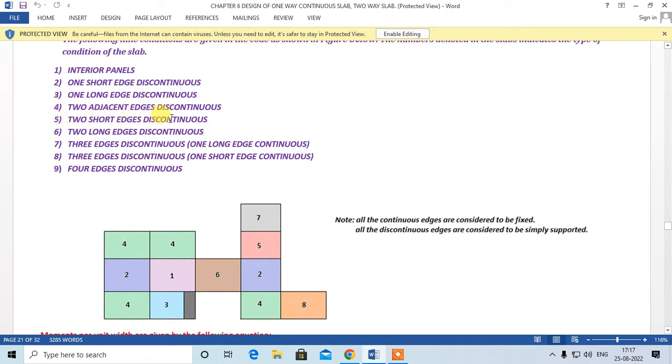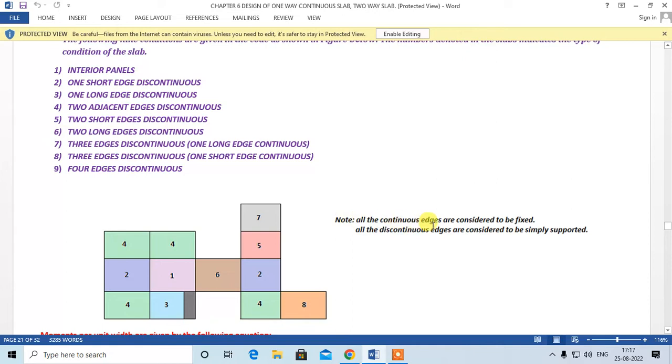Five is two short edges discontinuous. So two short edges are discontinuous and continuous on the long edges, right? Six is two long edges discontinuous. So two long edges are discontinuous and two short edges are continuous. Seven is three edges discontinuous, one long edge continuous. Eight is three edges discontinuous, one short edge continuous. So one short edge is continuous and three other edges are discontinuous. And the last one is four edges discontinuous, that is an individual slab, okay? So there is no slab around it, fine.